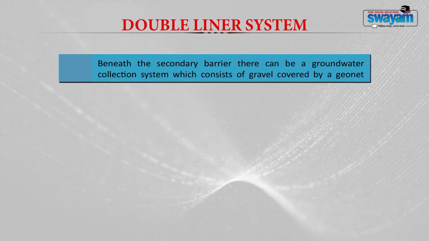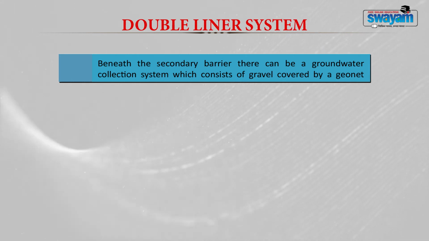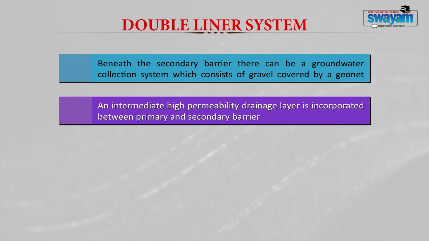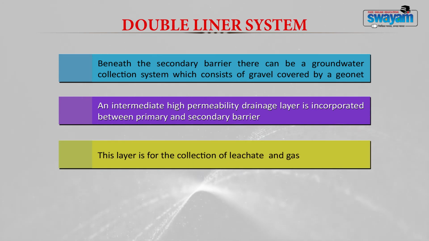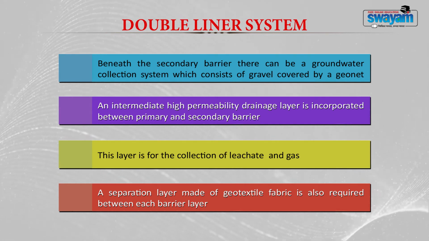Now, between the waste and the protection layer would be the leachate collection system which consists of a drainage pipe. Beneath your secondary barrier there can be a groundwater collection system which again consists of gravel covered by a geonet. An intermediate layer with high permeability drainage layer is incorporated between the primary and the secondary barrier. This layer is for the collection of landfill leachate and gas. A separation layer again made of geotextile fabric is required between each barrier.